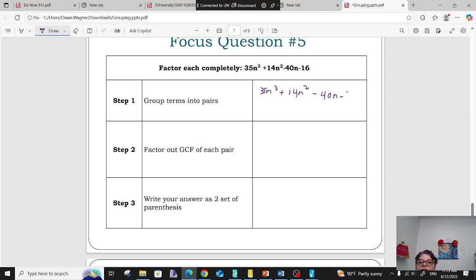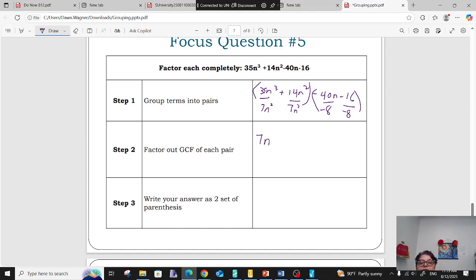So here, what will be the greatest common factor of these two terms? 7 and n to the second power, squared. And what about this one though? Because these are both negative, what are you going to use for the second? Negative 8. And that's to make sure that when I divide everything out, those second set of parentheses look exactly the same.